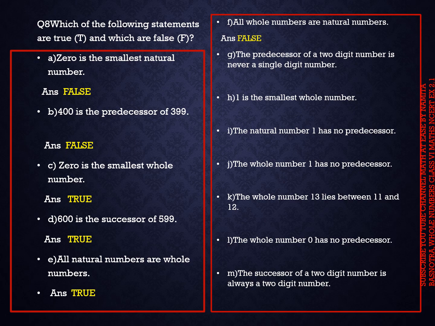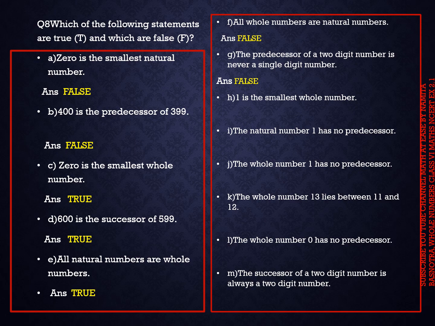So let's do the G part now. The predecessor of a 2-digit number is never a single-digit number. Think about it. If there is a 2-digit number, it can be 10 also. 10 is a two-digit number, and they are asking that the predecessor of a two-digit number is never a single-digit number. So this is false, because the predecessor of 10 is 9. So that means it's a false statement.